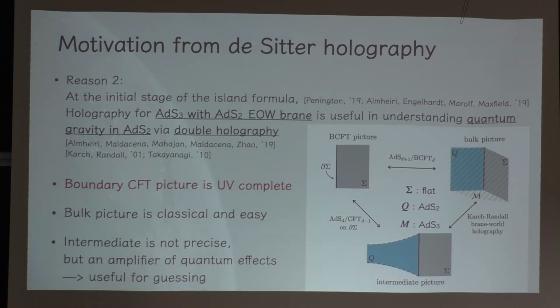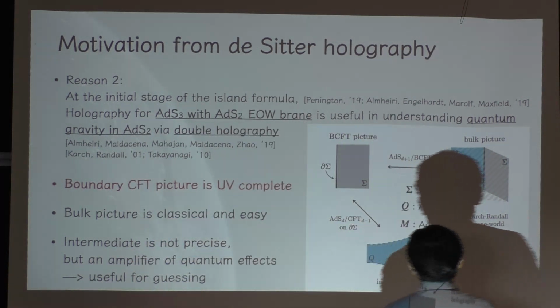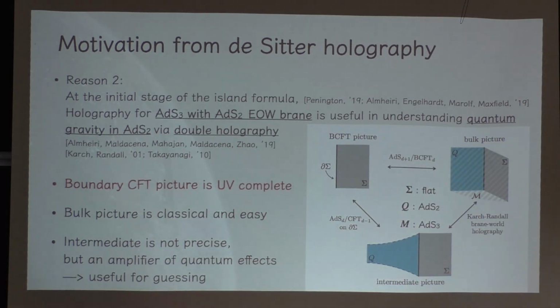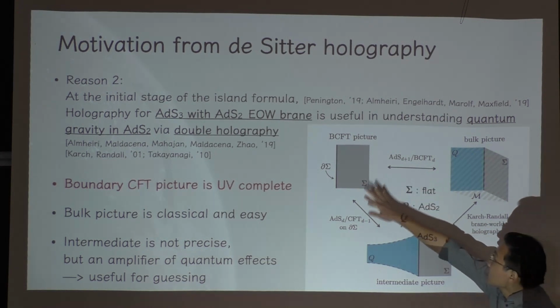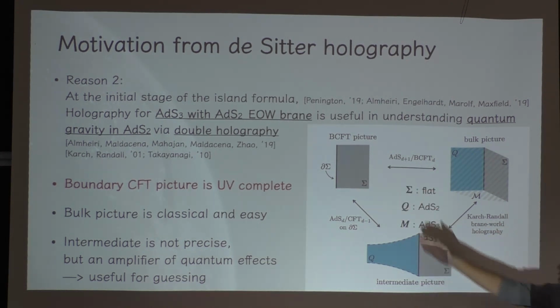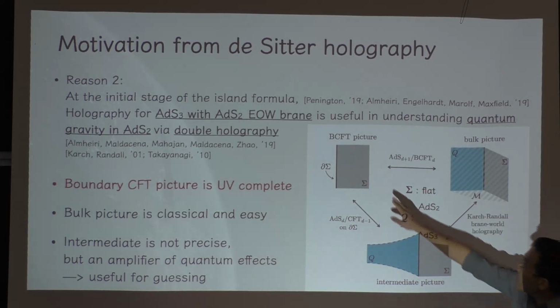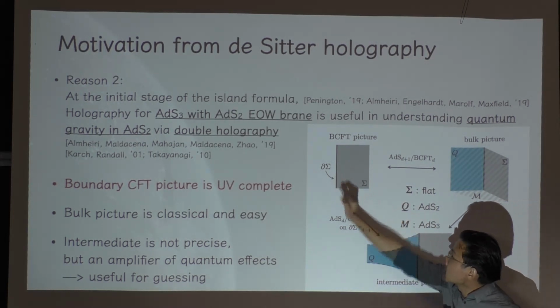And there's a slightly deeper reason. A slightly deeper reason is that in recent years, we kind of know that holography related to AdS3 spacetime with an AdS2 end-of-the-world brane turns out to be very useful in understanding quantum gravity in two-dimensional AdS spacetime by something called double holography. So here's a sketch of what we mean by double holography. We can start by thinking of a CFT, which is defined on a manifold with a boundary. Here we call that manifold sigma, and the boundary is denoted as partial sigma.